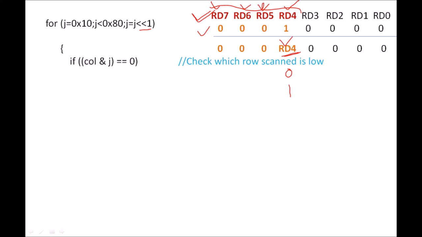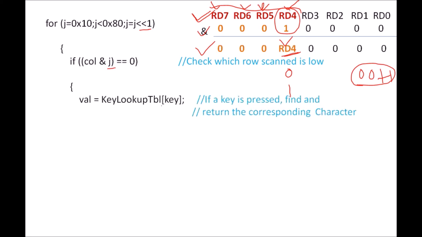So if this first key is pressed by the user, then this whole data will be 00H because this will also be 0. But if this key is not pressed by the user, then we'll get data other than 00H. So what we are doing here is ANDing the column data that we read from the column with J. First we are checking for this column. ANDing it with J, if it is equal to 0, that means the key is pressed by the user. Now, if it is confirmed that a key is pressed by the user, we have to check which key is pressed by the user. For that, we are using this key variable as a pointer.